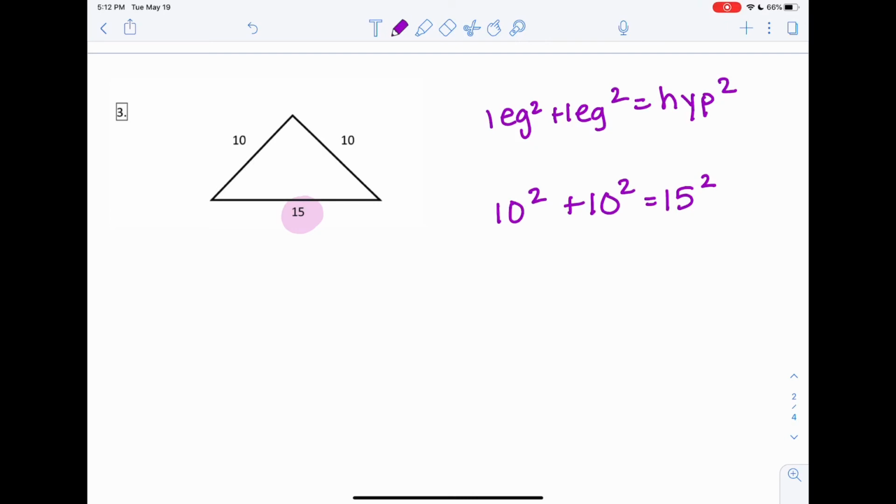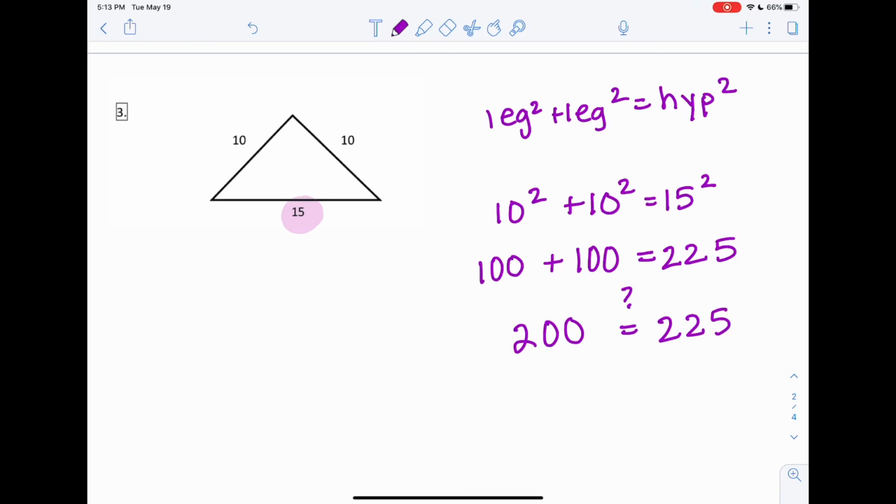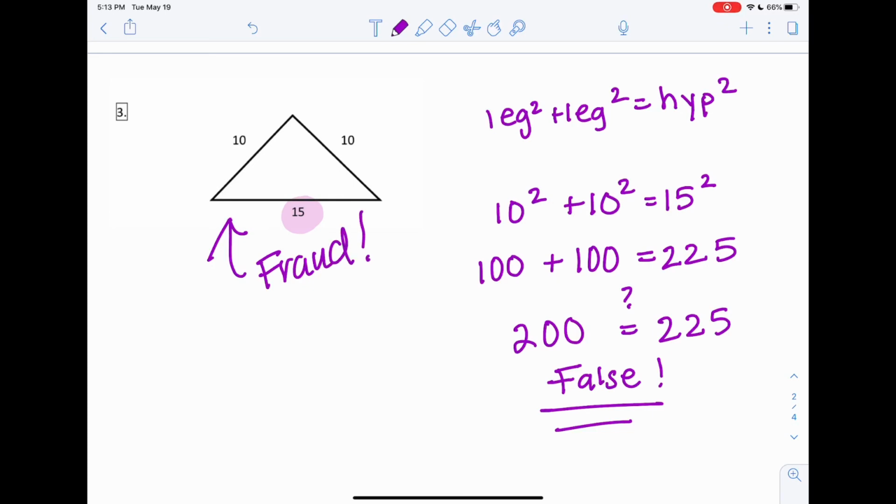10 squared, that's 100. 10 squared again is 100. 15 times 15 is 225. 100 plus 100, that's 200. Does 200 equal 225? Nope. This again is a false statement. So this is false. So this triangle is a fraud. It is not a right triangle.